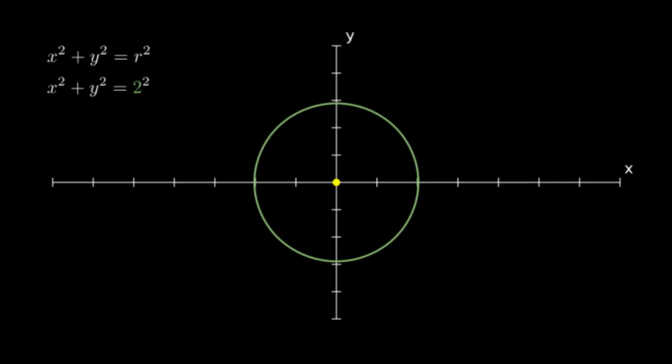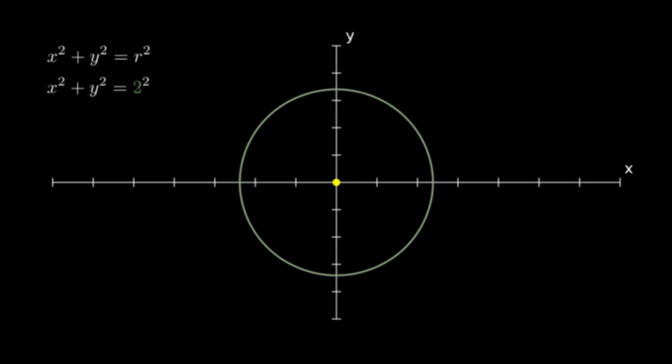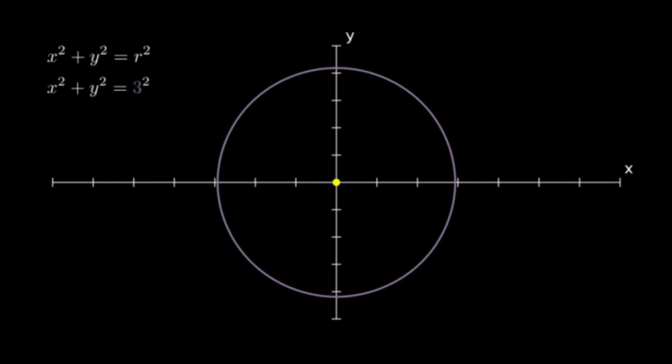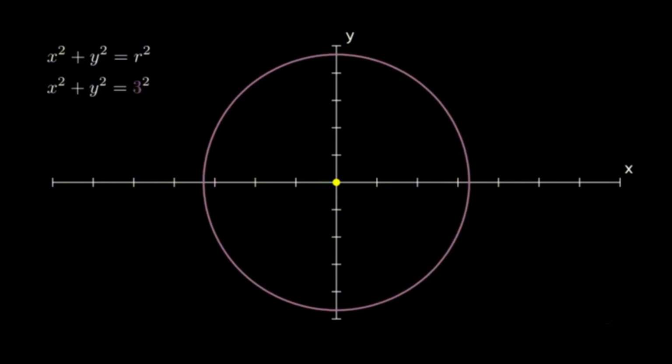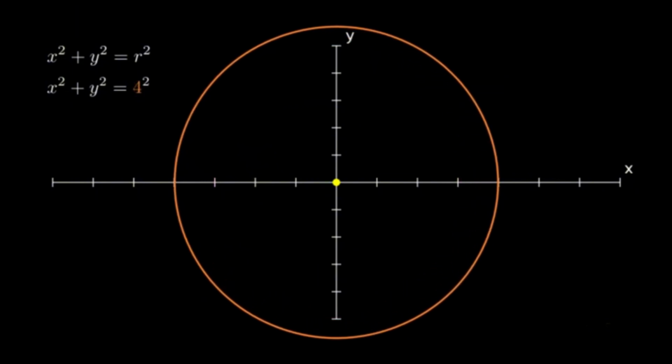Let's continue by increasing the radius to 3. Now our equation is x squared plus y squared equals 3 squared, which is x squared plus y squared equals 9. Notice how the circle grows larger while maintaining its center at the origin. Points like (3, 0), (0, 3), and others that are exactly 3 units from the center now lie on our circle. Finally, let's set the radius to 4. Our equation becomes x squared plus y squared equals 4 squared, or x squared plus y squared equals 16. The circle continues to grow, encompassing all points that are exactly 4 units away from the origin.